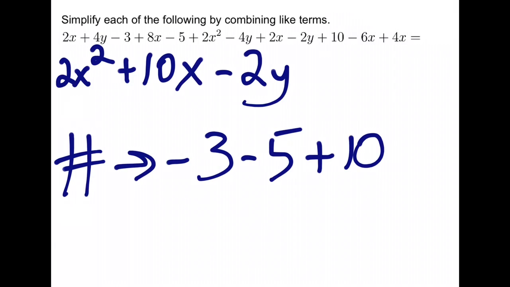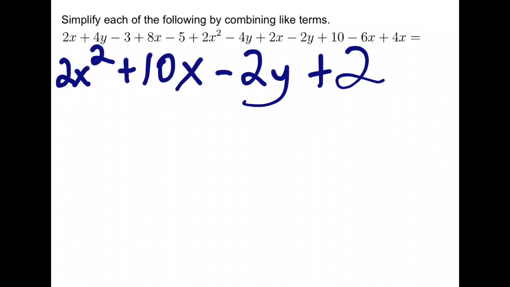Lastly, I have my constants, negative 3, minus 5, and plus 10. When I combine these, I'll get a positive 2. I'll write that in like here. Final answer, 2x squared plus 10x minus 2y plus 2.